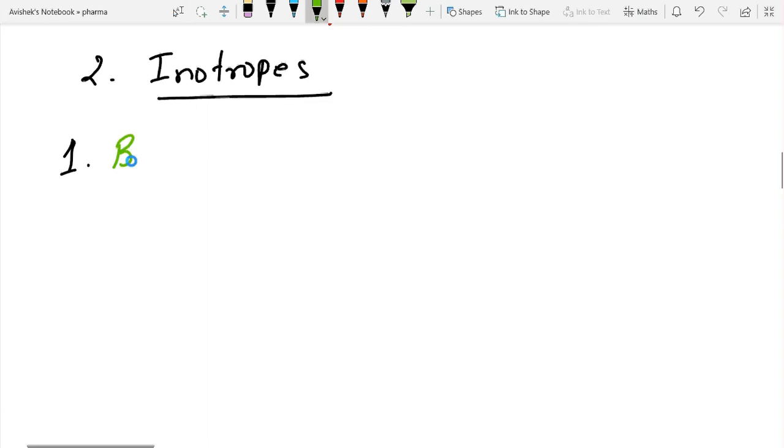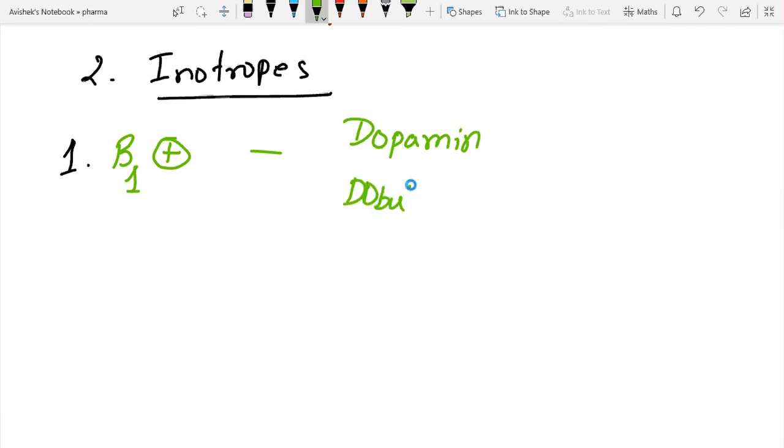In the receptors, the first receptor we have is beta 1. They will excite beta 1. Some drugs are dopamine, dobutamine, noradrenaline and adrenaline, and isoprenaline.